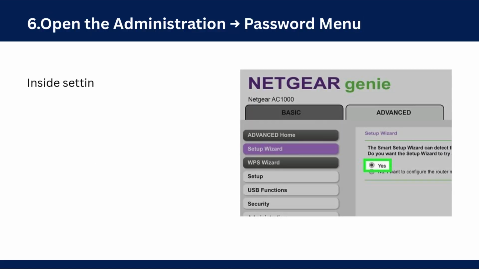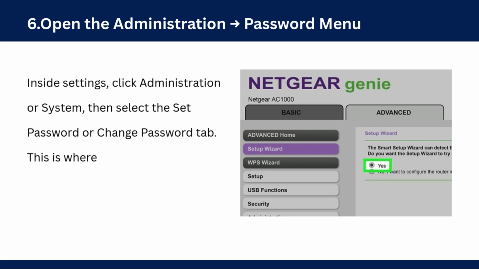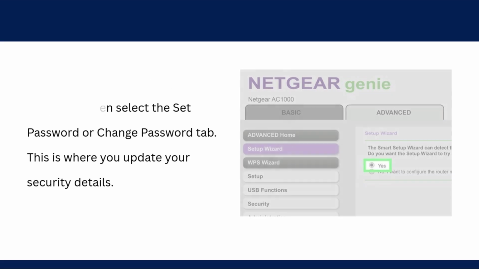6. Open the Administration > Password menu. Inside Settings, click Administration or System, then select the Set Password or Change Password tab. This is where you update your security details.